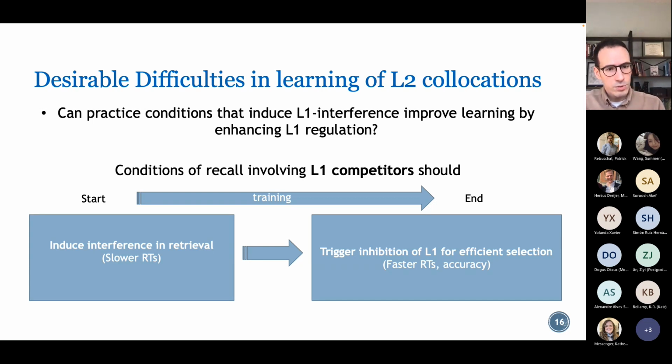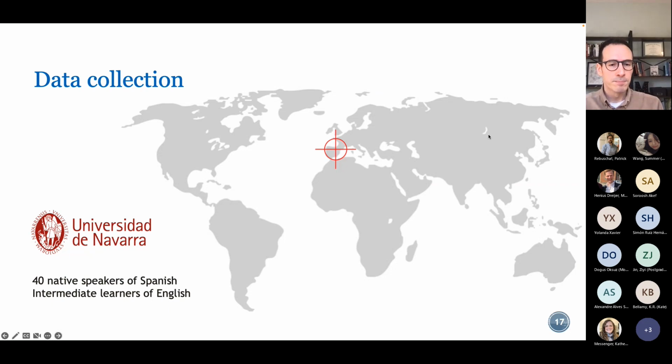But with additional practice through more training, we might expect that this might actually lead to the opposite results. That is, by allowing learners to engage in training this skill, it might become more efficient. And we should be able to measure this in faster, more efficient reaction times and increased accuracy, if they're really being able to tame or decrease the competition or regulate the competition from the first language.